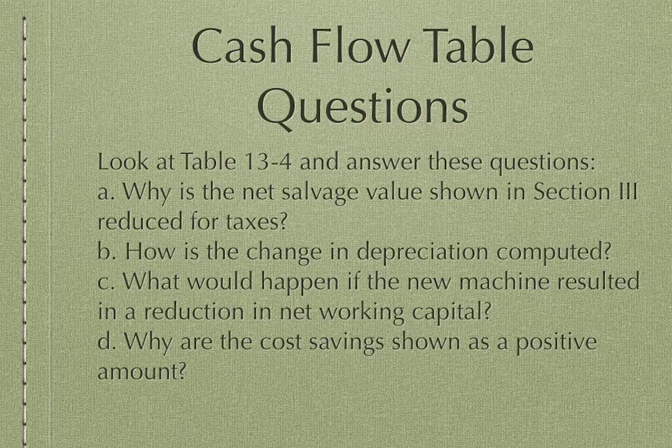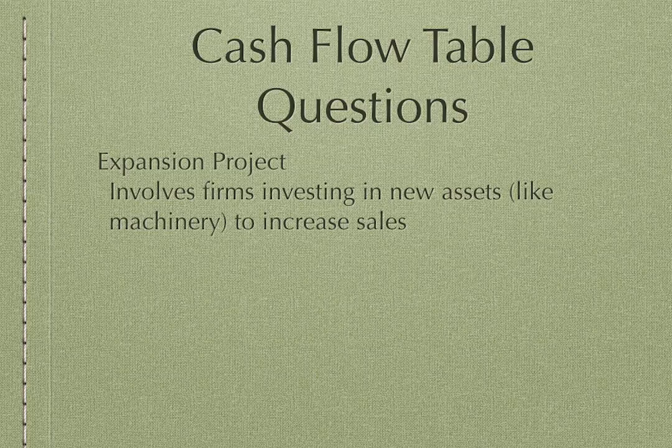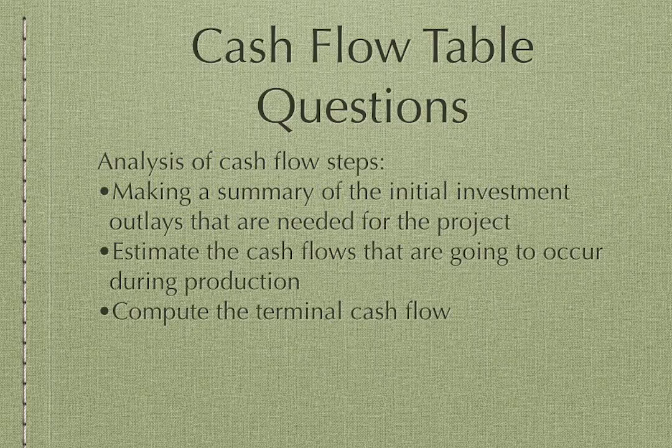So using that cash flow table, this involves firms investing in new assets, like machinery in this case, to increase sales. The steps involved in this analysis of the cash flow include, first of all, making a summary of the initial investment outlays that are needed for the project. Then I needed to estimate the cash flows that are going to occur during production, and compute the terminal cash flow.